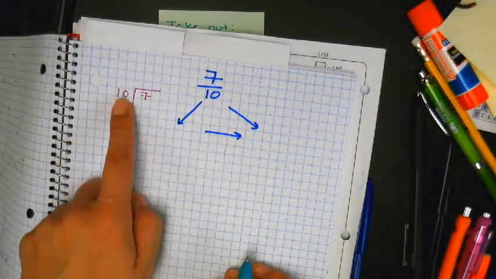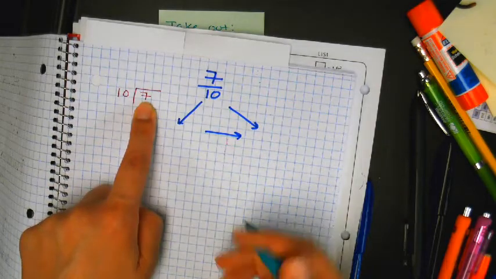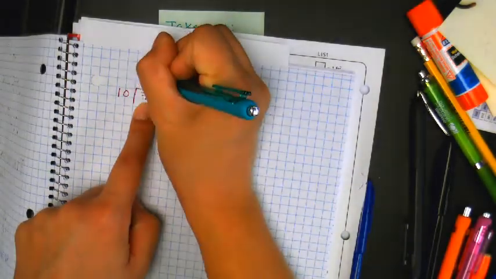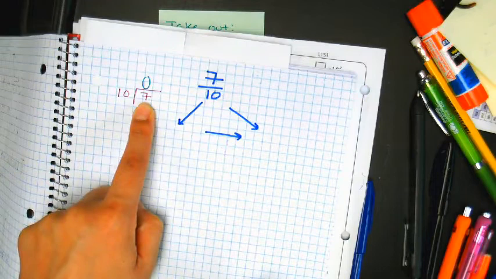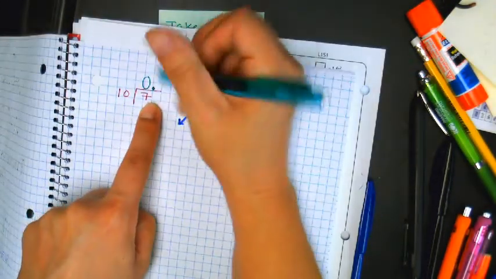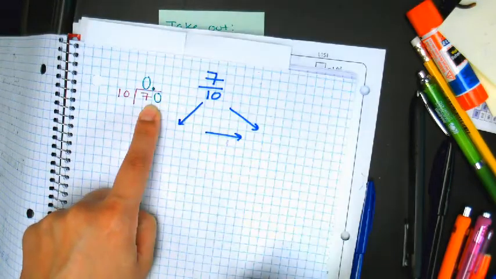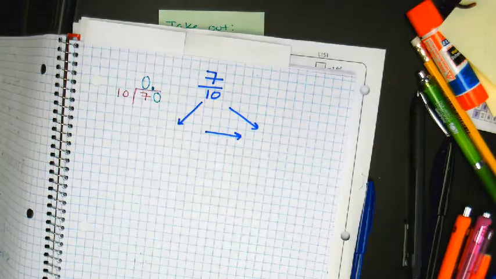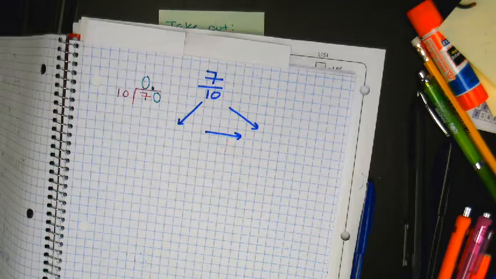Does 10 go into 7? So we'll put a 0 on the top. Then I'm going to add a decimal behind the number and then another 0. So I don't have 7, I have 7.0. How many times does 10 go into 70?